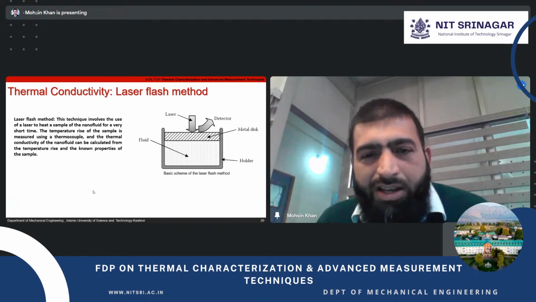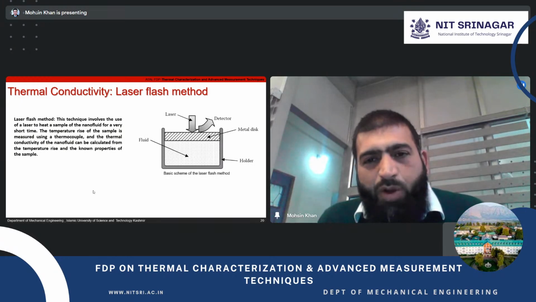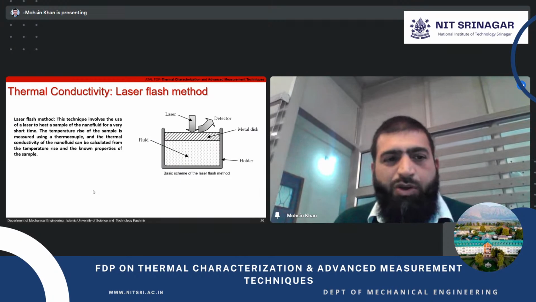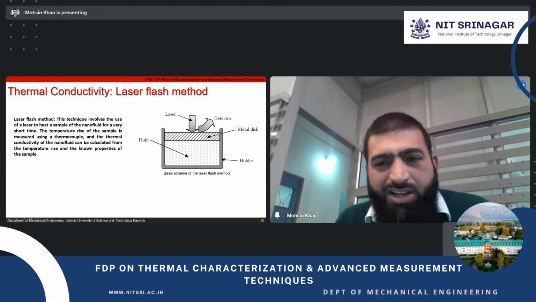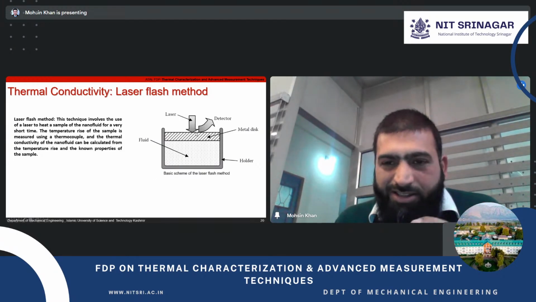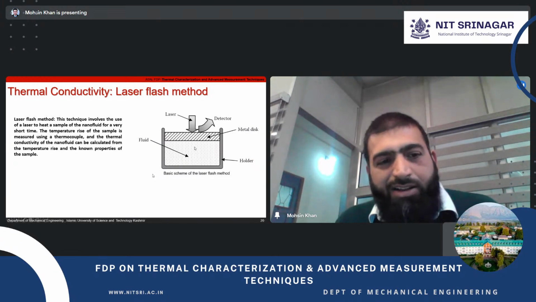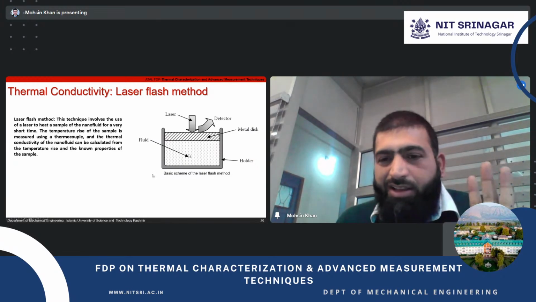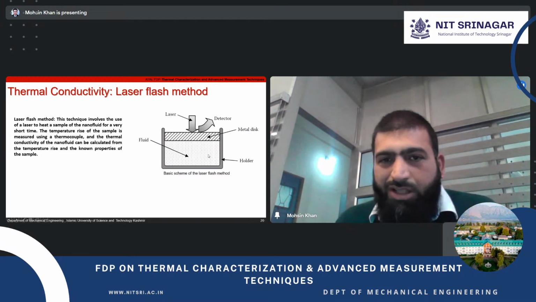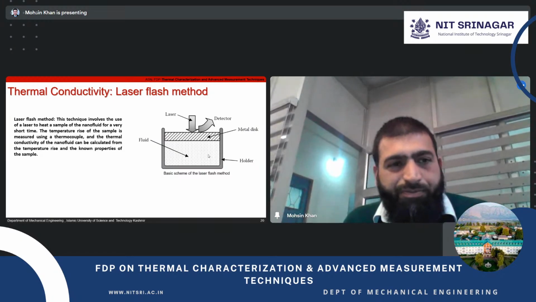One more technique is the laser flash method. This technique involves the use of a laser to heat a sample of a nanofluid. It essentially consists of a metal disc on which we focus our laser for a very short period of time. There is a rise in the temperature of the sample, measured with a thermocouple, and then the thermal conductivity of the nanofluid can be calculated from the temperature rise and the known properties of the material. This is how the laser flash method works.